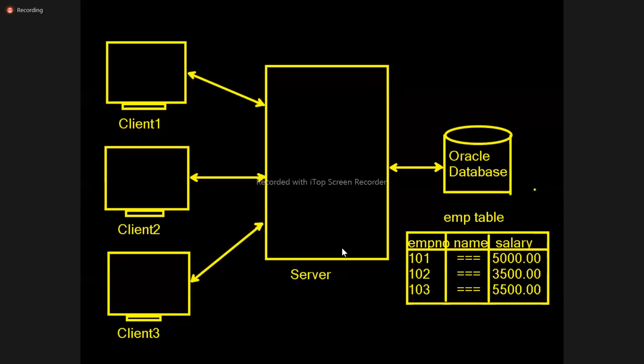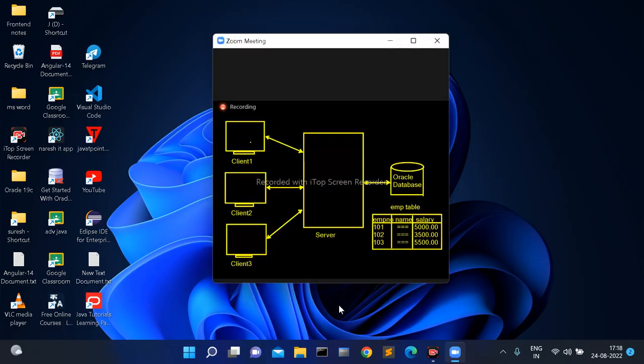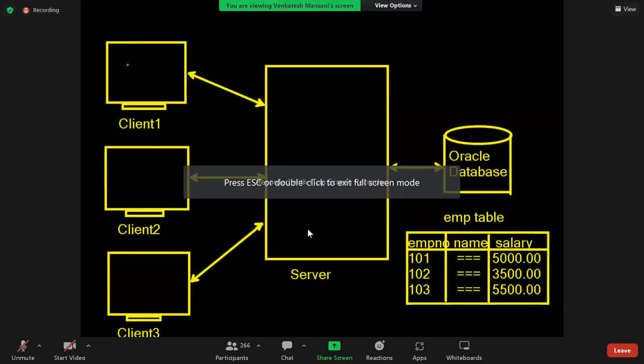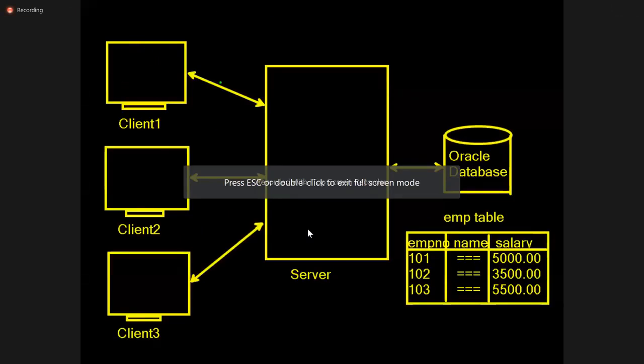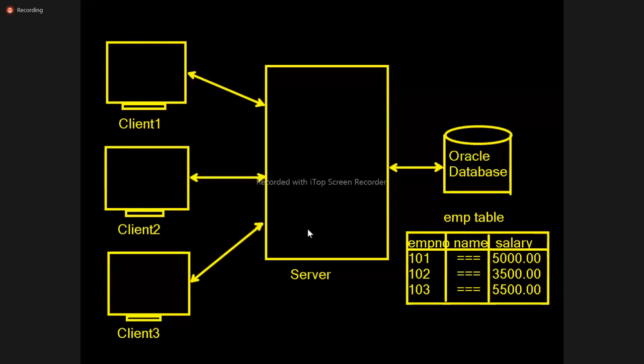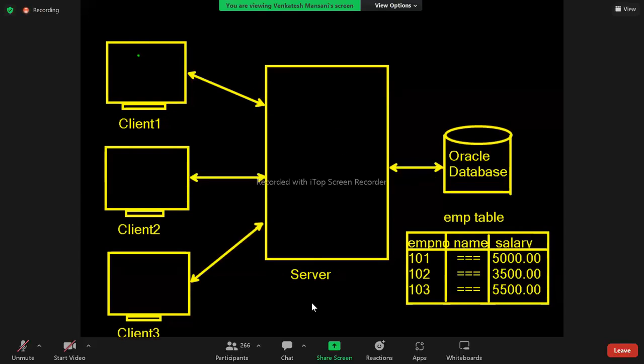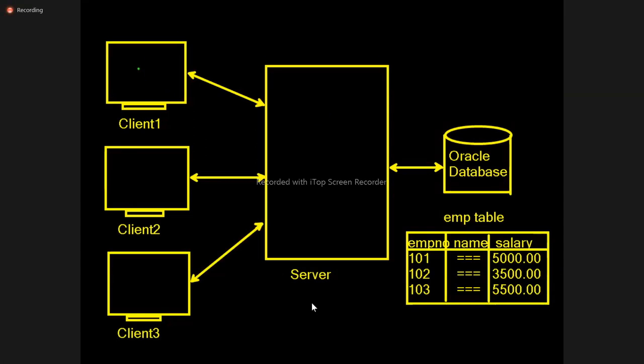For example, Facebook is there. Facebook database: worldwide crores of people are accessing it, no? Like that. Now, first, I'll send one SQL query from this computer to the server. Then the server communicates with the database. That query I'll type: select star from EMP. Then all records and all fields come here.